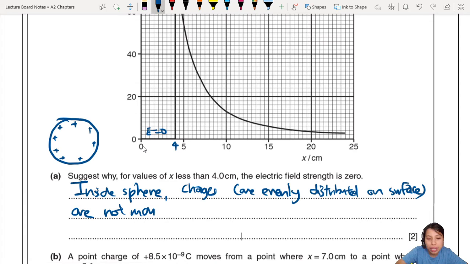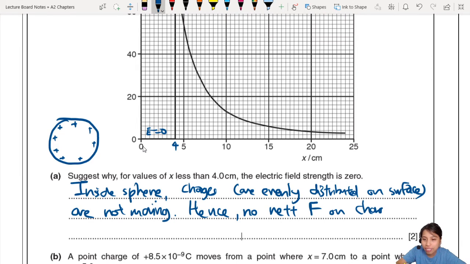That's the very important one. They are not moving already. They have arranged themselves in a certain way so that they are not moving anymore. And what does that mean? Hence, there is no net force on these charges, which tells me what? Because F equals QE. No force means no electric field. So, no electric field.